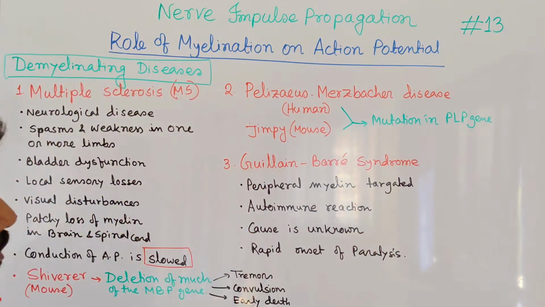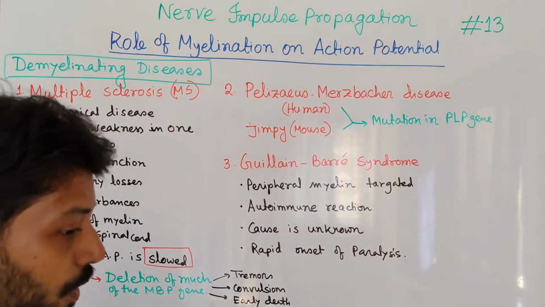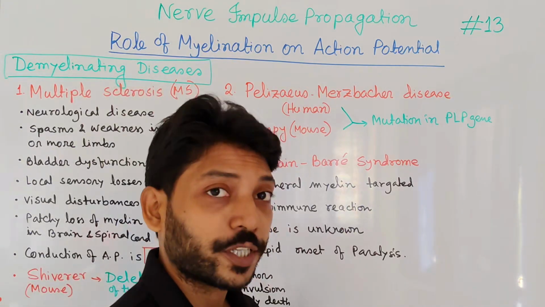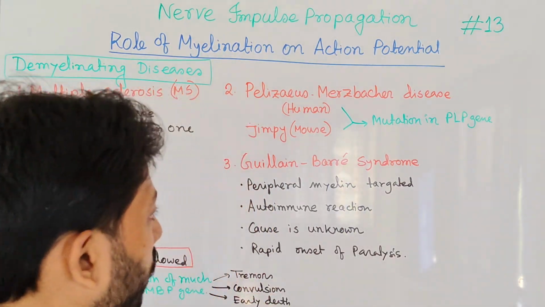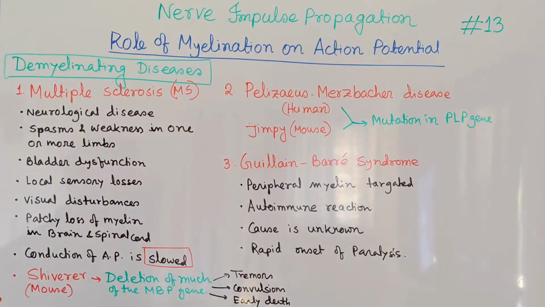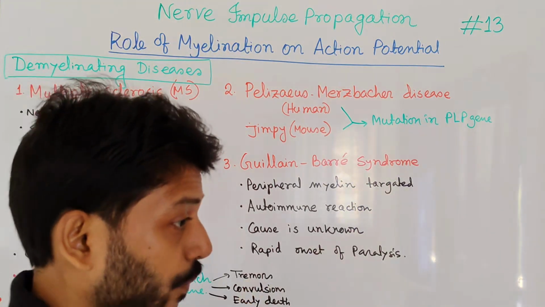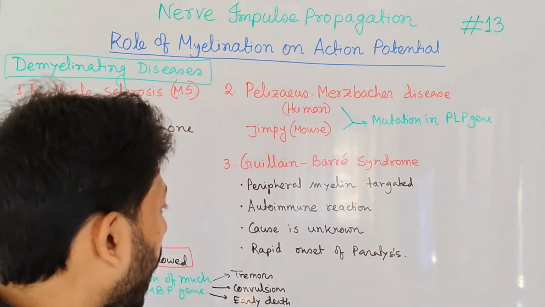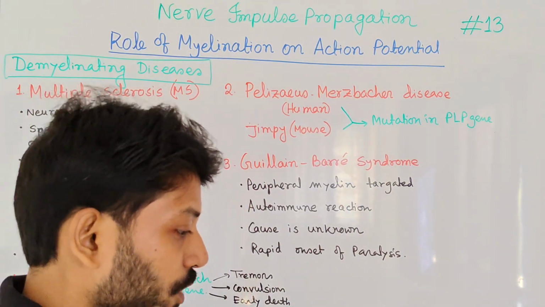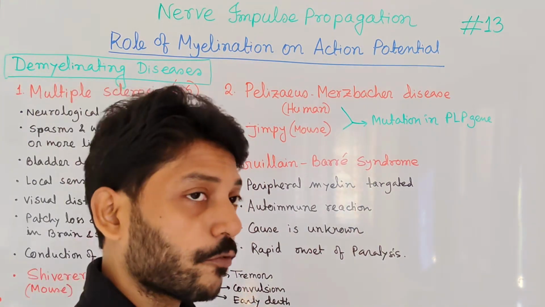Now the third is called Guillain-Barré syndrome. Here the damage occurs in the peripheral nervous system, so peripheral myelin is targeted. This is also assumed to be due to an autoimmune reaction. Now the cause is not completely known, so it is unknown, and generally the symptom is rapid onset of paralysis.